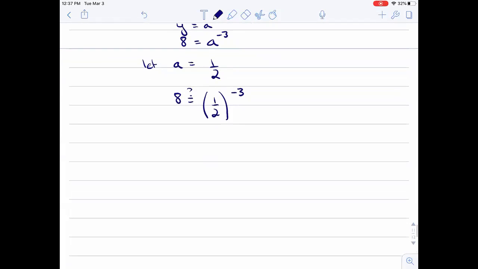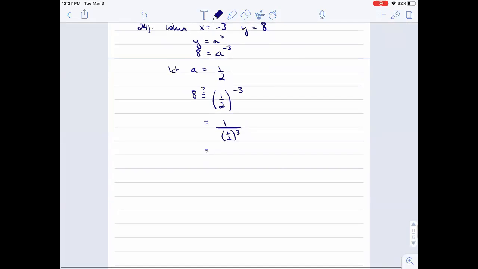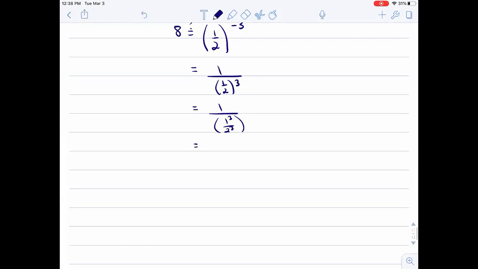This is going to be the same, right? -3 means I can put it in the denominator. And so I'm going to have 1 over 1/2 to the power of 3. Right? I can rewrite it that way. I can bring that power inside. So I get 1 over 1 to the power of 3 over 2 to the power of 3. That's where I'm going to get that 8 that I want, which is going to be 1 over 1 over 8.